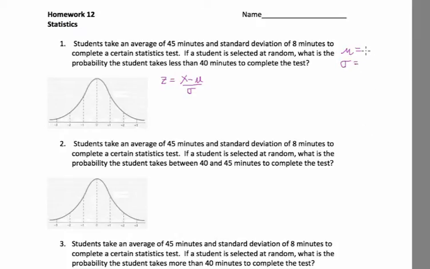So what's our mu, our mean? 45. Standard deviation, 8. So the 40 is our x, that's our data value. We need to change that into a z-score, so we'll use this formula. Data value minus mean over standard deviation.